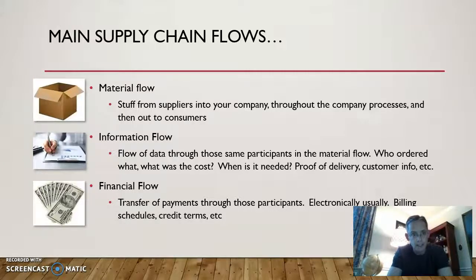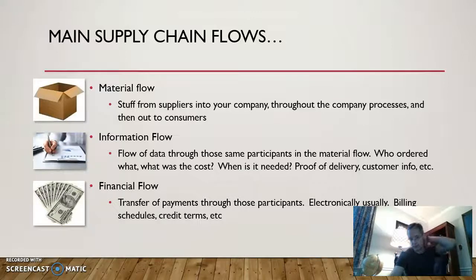Here are the key flows that supply chain is going to be worked. Material flow, stuff from suppliers into your company. Information flow, the data from those same participants in the material flow. Who ordered what? What was the cost? When was it needed? Proof of delivery. What suppliers have good lead times? Are the lead times increasing, decreasing? That's all the kinds of things you need to have from an information perspective.